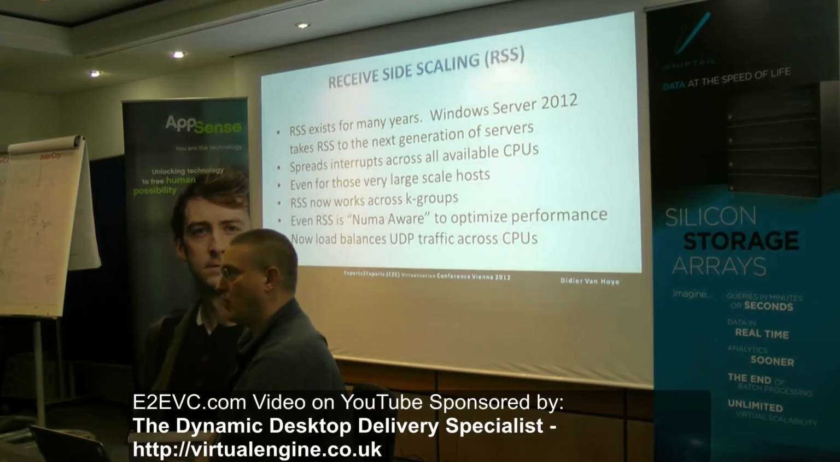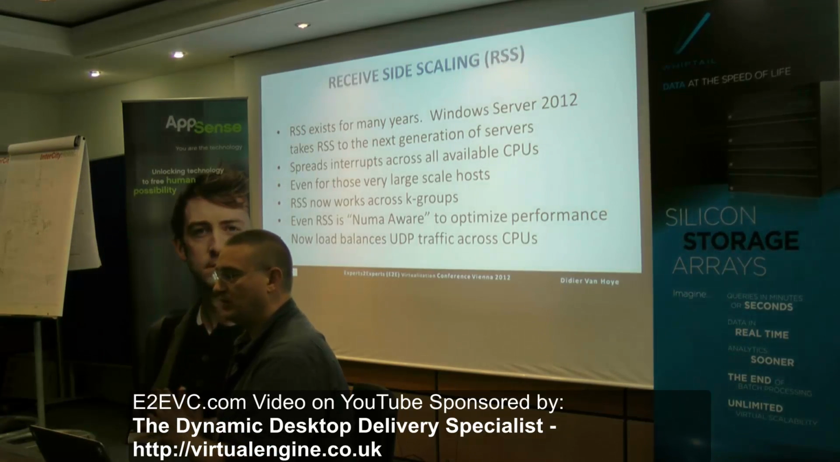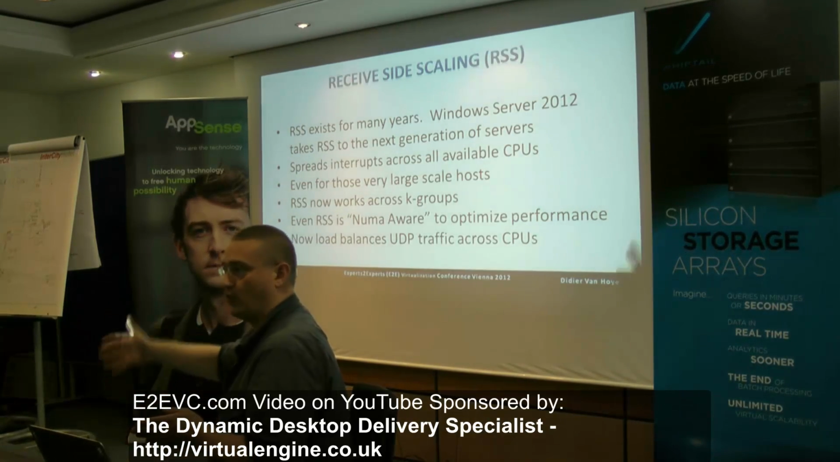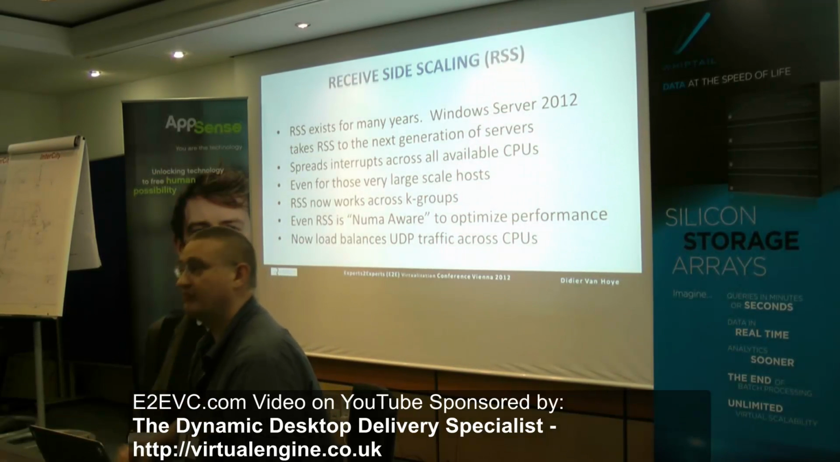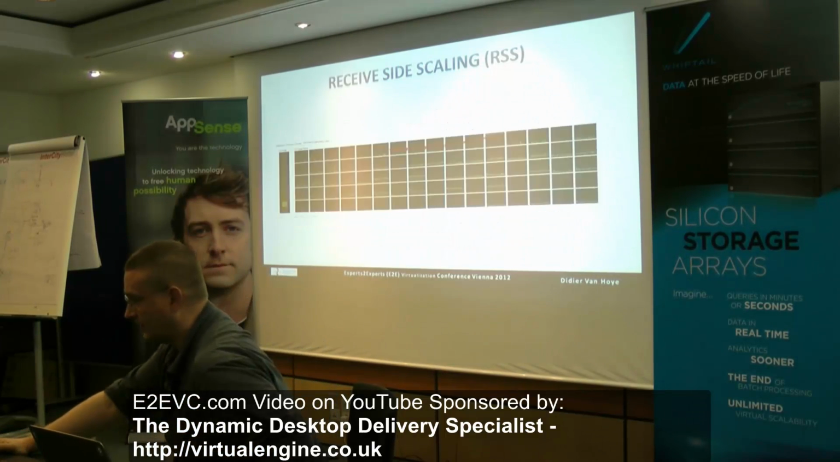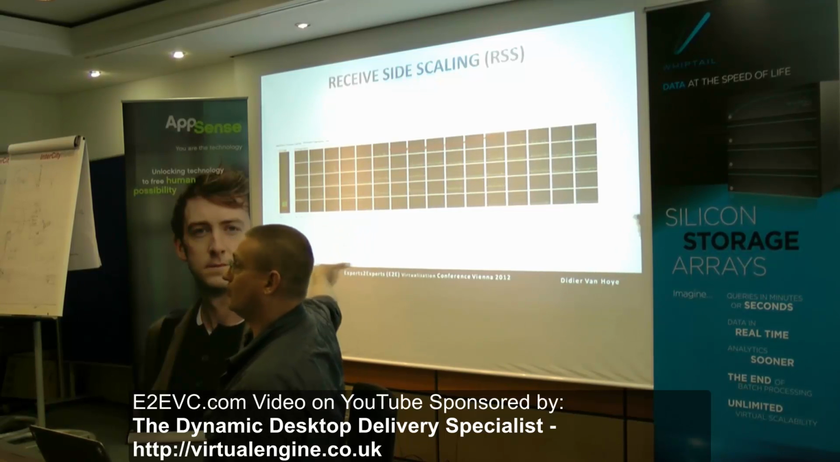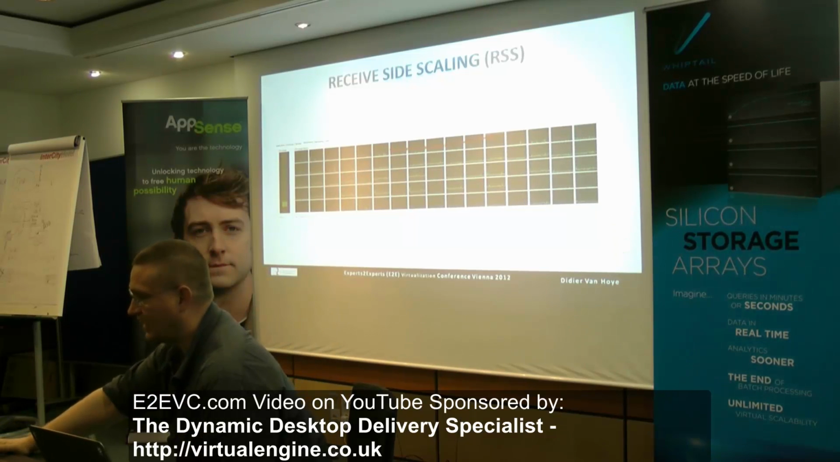One, it's now NUMA-aware, which is very important on the very large-scale hosts. It can also deal with K groups. Basically, a Windows OS can only deal with 64 processors. So if you have more, you have multiple groups of 64. You need to be able to deal with that. And RSS wasn't. Now it is. And of course, now it also works for UDP traffic, where in the past it didn't. So basically, what do we want to avoid with that? Well, one little processor of a 40 CPU machine has to deal with all the network traffic. So that's what we avoid with our receive side scaling.